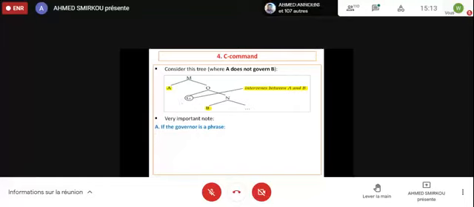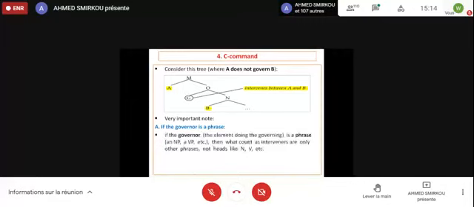Okay, so a very important note. If the governor, so A is the governor, B is the governee, the one which is governed by the other, if the governor, the element doing the governing, is a phrase, a noun phrase, verb phrase, etc., then what counts as interveners are only other phrases, not heads. So suppose that here we have an adjective phrase, AP. Should we say that the adjective phrase governs B?